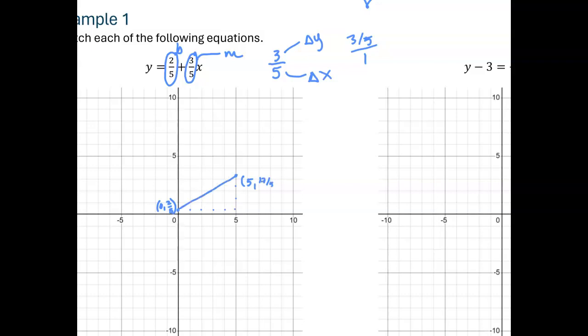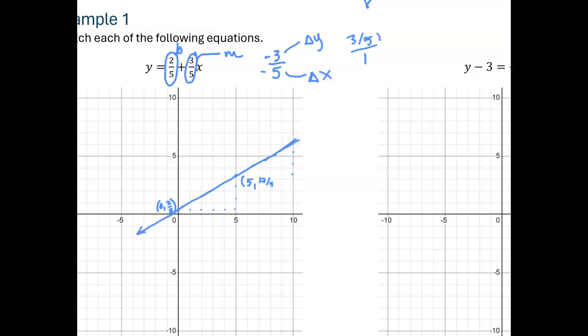Okay, so that does give us a second point. We really only need 2 points to sketch a line, although we could follow it out. We could go over 5, up 1, 2, 3 to continue it, and you can even go back 5, so we could make this -3 over -5, back 5, down 3 to continue the other direction.